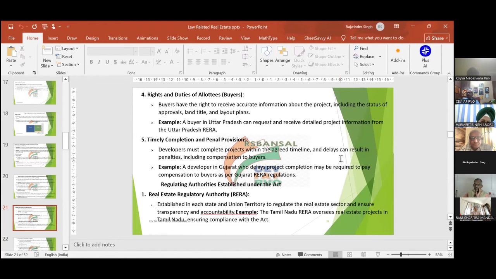Then timely completion and penal provisions. Developers must complete projects within the agreed timeline, and delays can result in penalties, including compensation to the buyers. For example, a developer in Gujarat who delays project completion may be required to pay compensation to the buyers as per Gujarat RERA regulation.